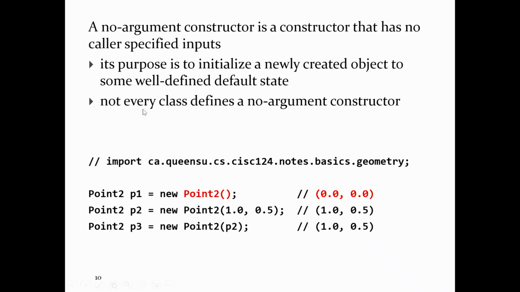You do not have to put a no argument constructor in a class. If you're using a class, there may not be a no argument constructor. Point2 has one. The Point2 no argument constructor always sets the state of the newly created point to 0 and 0. So it's just the origin.